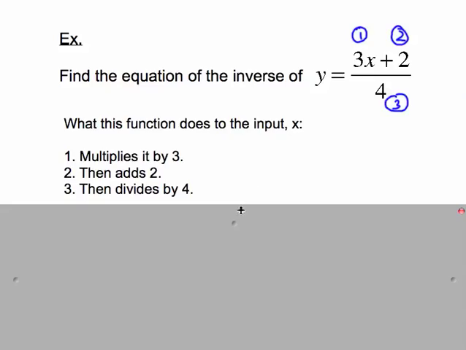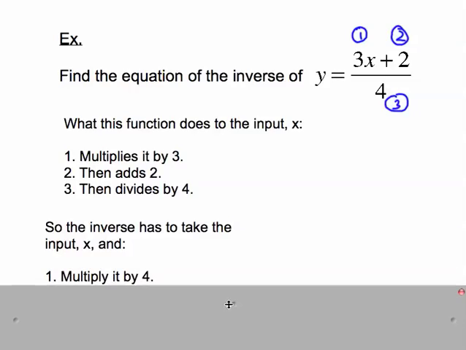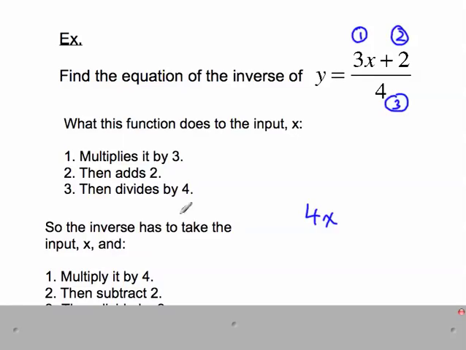So in order to reverse that, the inverse function would have to do the opposite actions in the opposite order. So whereas the initial function divided by 4 as the last step, the inverse function rather would have to take an input x and multiply it by 4 as the first step, because multiplying is the inverse or the opposite action from division. Then in the original, the second last thing that we did was adding 2. So again, working in this direction, the next thing we'd have to do would be subtract 2.